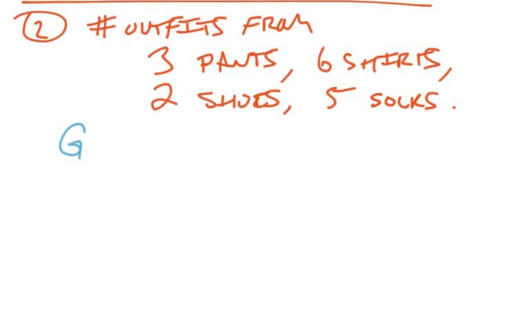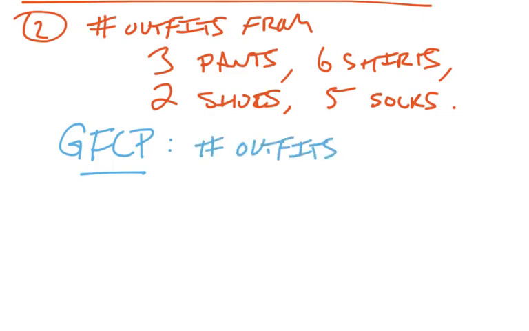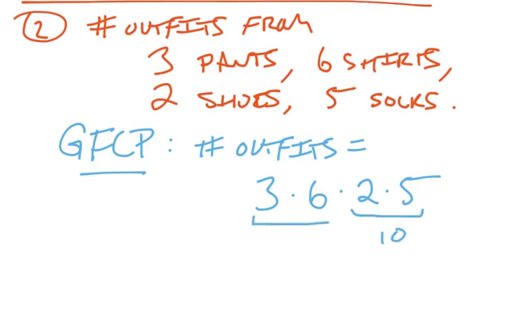All right, so our generalized fundamental counting principle says that the total number of outfits will be just multiply all of these things together. 3 pants times 6 shirts times 2 shoes times 5 socks. All right, so let's see here. 2 and 5 together make 10. 3 and 6 together make 18. Multiplied together, this is 180 total outfits.